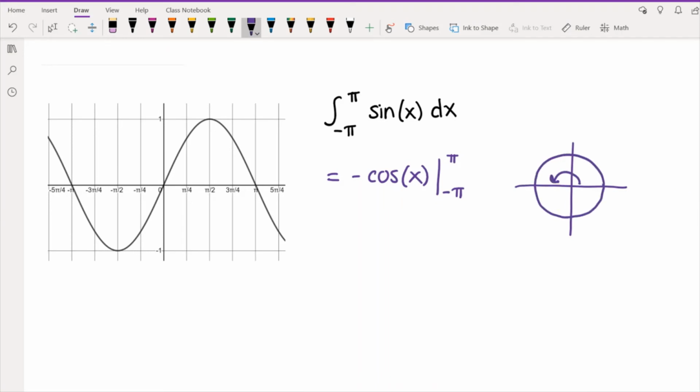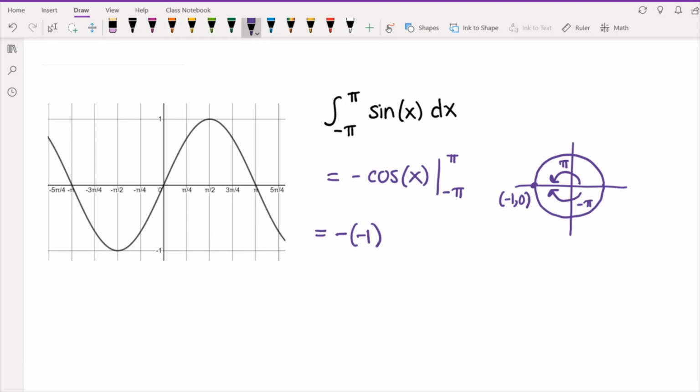So pi is this angle here, right? And so we get an x-coordinate of -1, 0. But negative pi is actually the same. It's not the same angle, but it gives you the same point. And so cosine of negative pi is the same as cosine of positive pi. So when we go to plug these numbers in, we get -1. That was the first part.